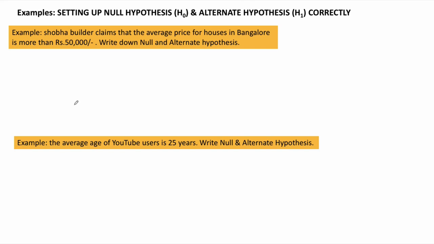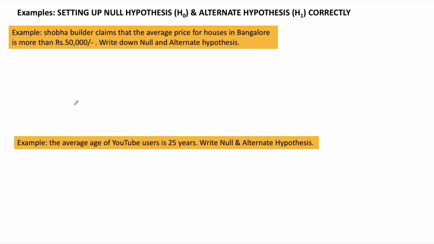Two real life examples, and we'll try to form the null hypothesis and alternate hypothesis correctly. This will give you an immense idea of how you can form your hypothesis based on your project, thesis, research, and based on a certain phenomena. The example is, let's say Shobha Builder claims that the average price for houses in Bangalore is more than 50,000 rupees per square feet.